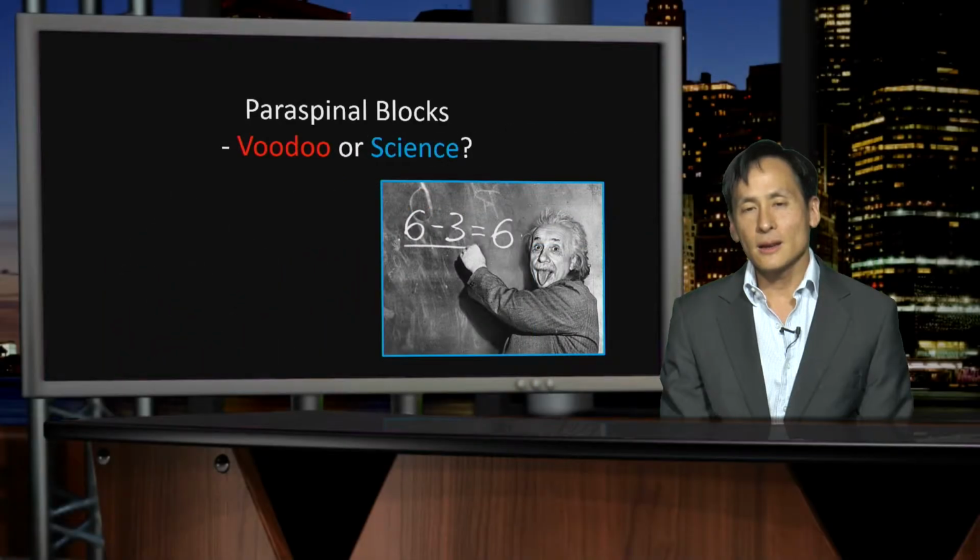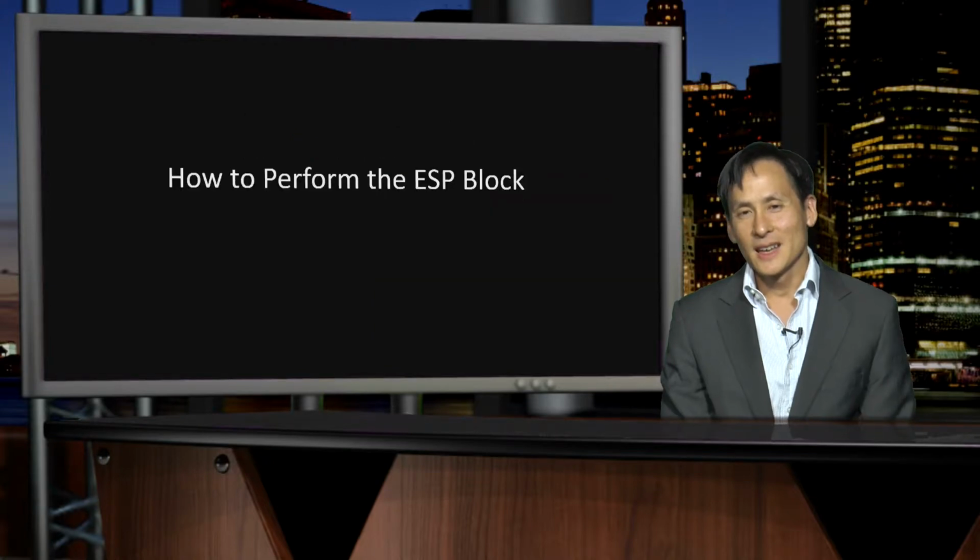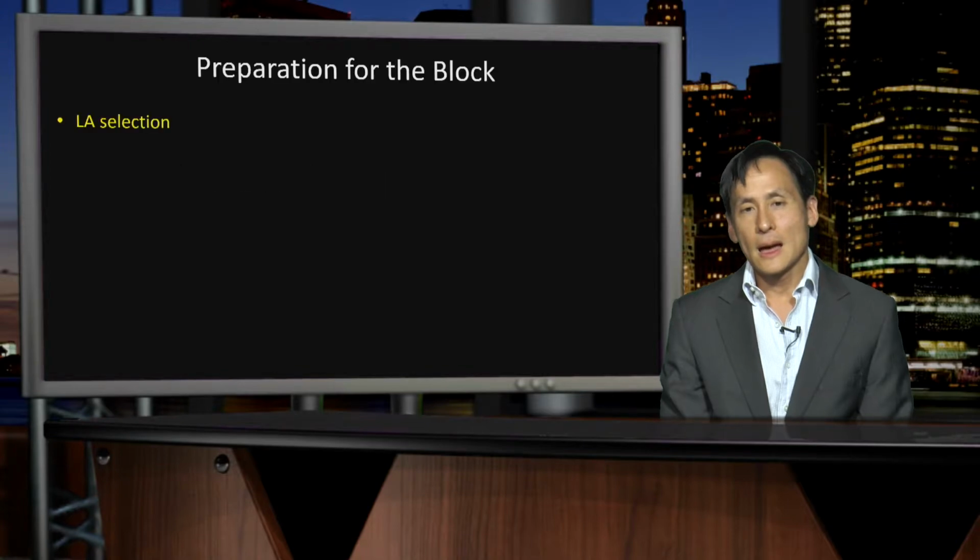So I think, given what I've presented so far, we're at the stage where there is a plausible scientific basis for this block to work, although we still probably don't quite understand how 6 minus 3 equals 6. I'd like to move on now to the performance of this block.